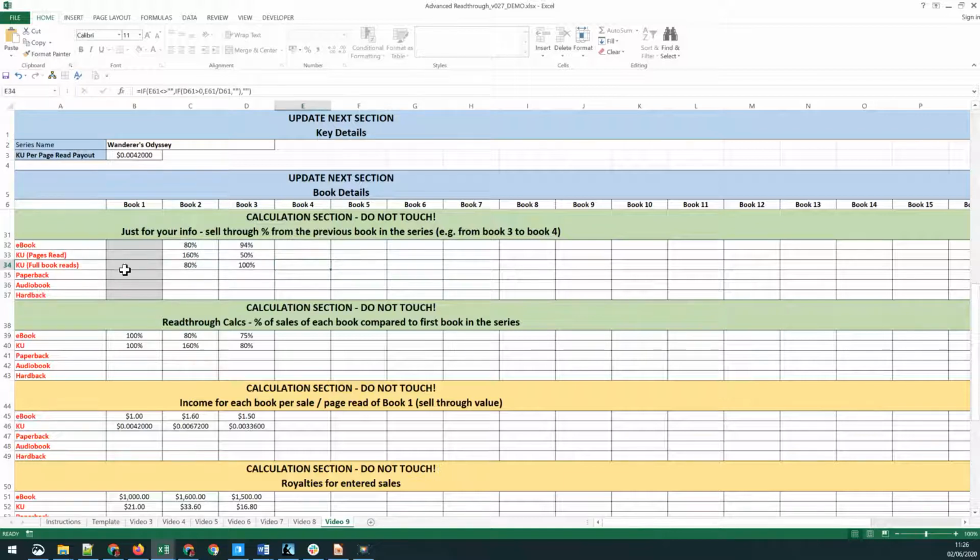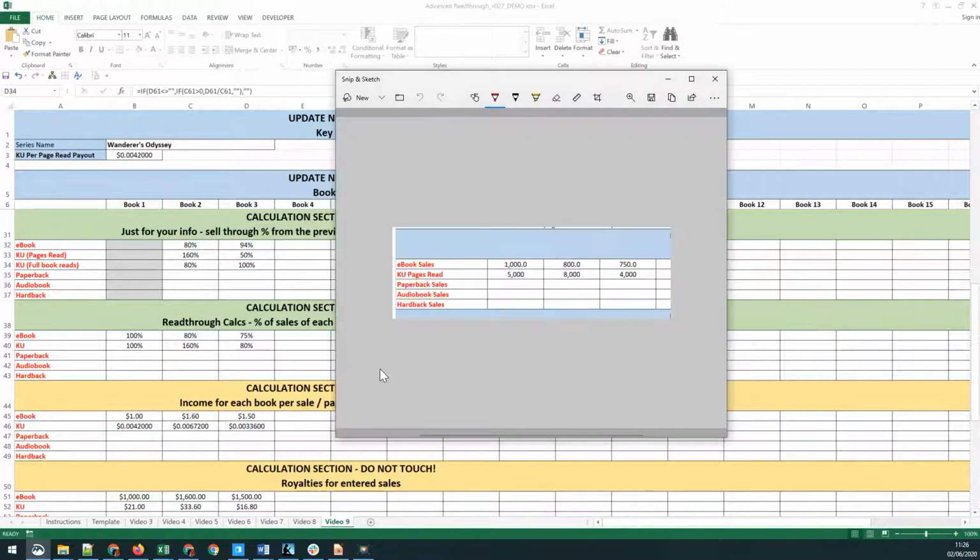So we want to look at full book reads, and here we can say, well, from book 1 to book 2, 80%, pretty good. Book 2 to book 3, 100%, that's phenomenal, that's absolutely brilliant. Far better than the 50% we thought we were getting. So you might have thought you had a major issue, but no, everyone who finishes book 2 seems to be going on to read book 3. That is really, really good. And we can see that in the numbers as well.